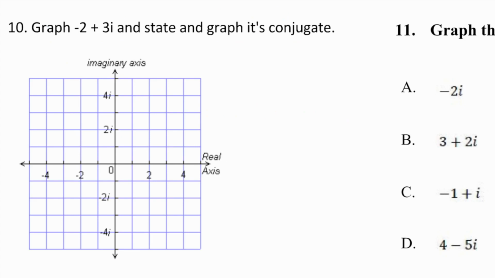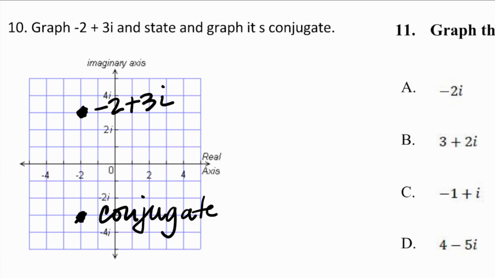All right, now we're going to plot negative 2 plus 3i and state and graph its conjugate. So negative 2 plus 3i, over here there's negative 2, go up by 3, there's negative 2 plus 3i. And negative 2 minus 3i is going to be the conjugate. We didn't really give it a name, so I'll just say, hey, that's the conjugate. Equals negative 2 minus 3i.